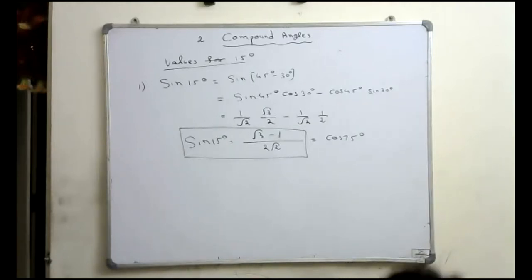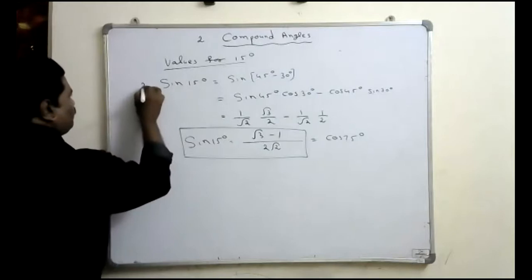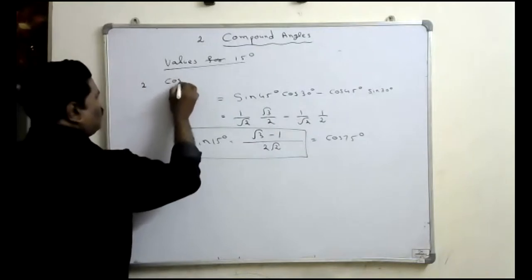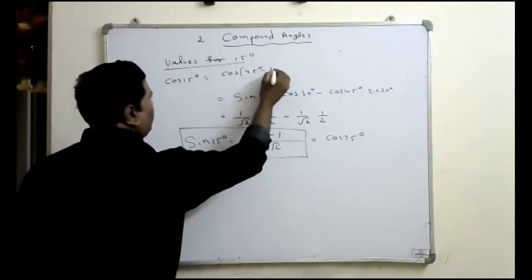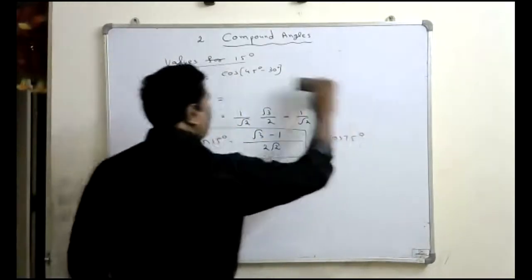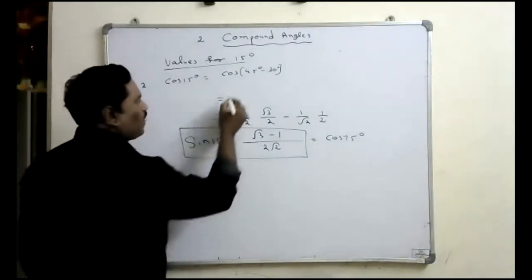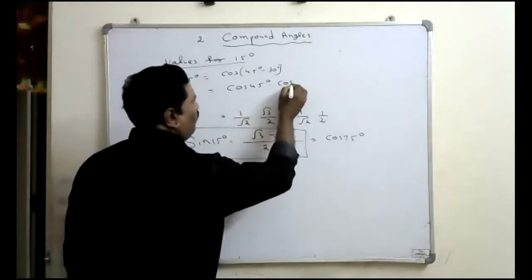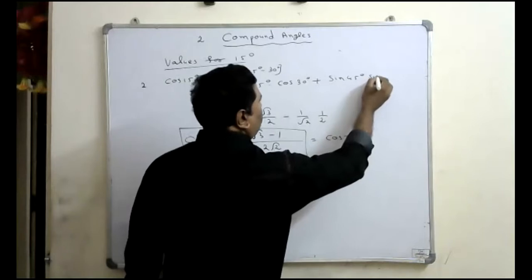Similarly, we will now find the value for cos 15 degree. To find its value, this 15 degree we can write as cos of 45 degree minus 30 degree. It is in the form of cos of A minus B. What is the formula for cos of A minus B? Cos A cos B plus sin A sin B.